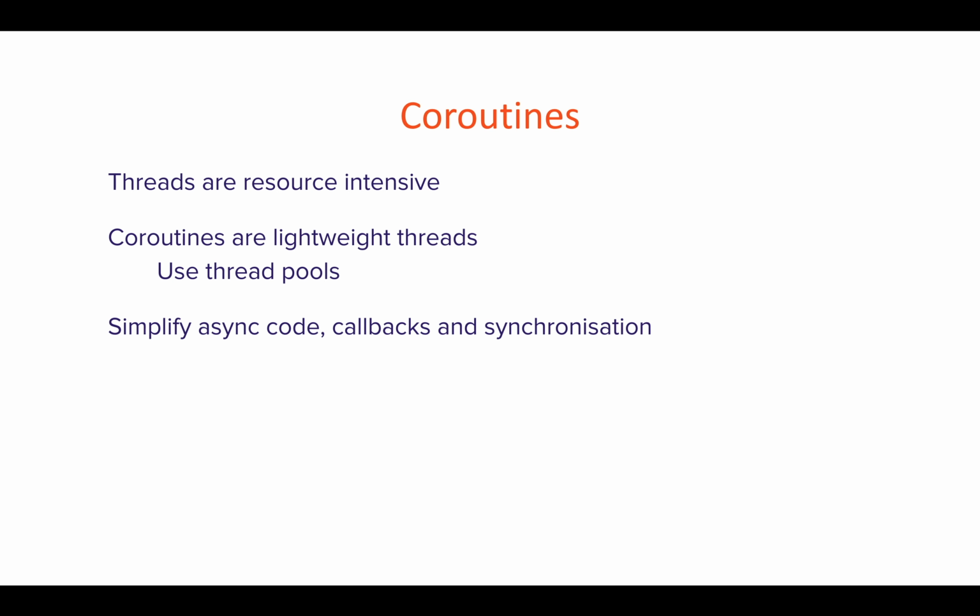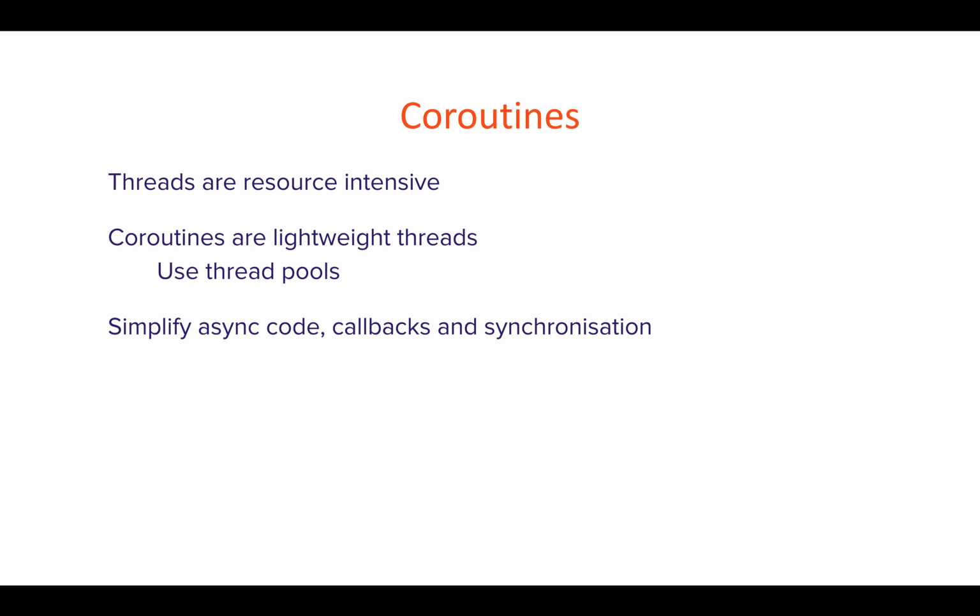Now, they greatly simplify async code. Callbacks and synchronization are very, very easy to use in coroutines, and they actually make parallel programming look very much like sequential programming. You can start a coroutine in your code and immediately access variables and methods in your program without any overhead, and that is how easy it is to do callbacks from a coroutine to your program.